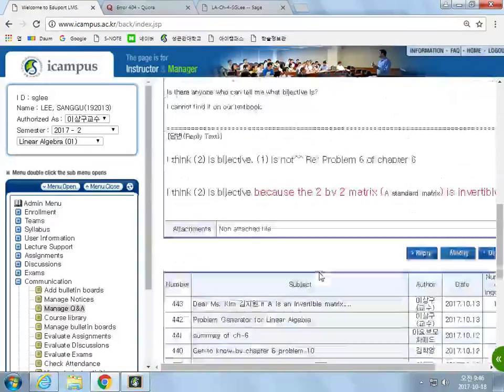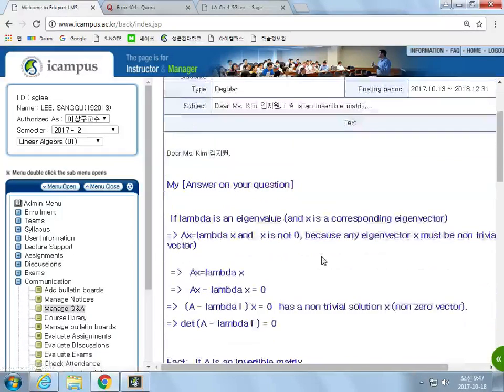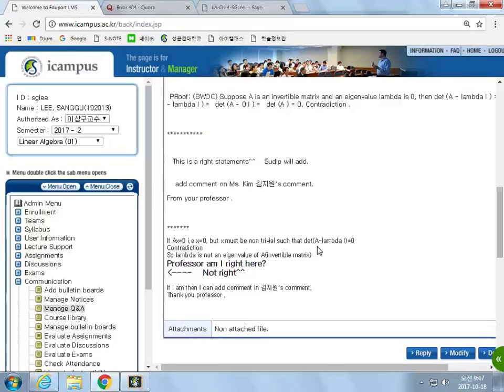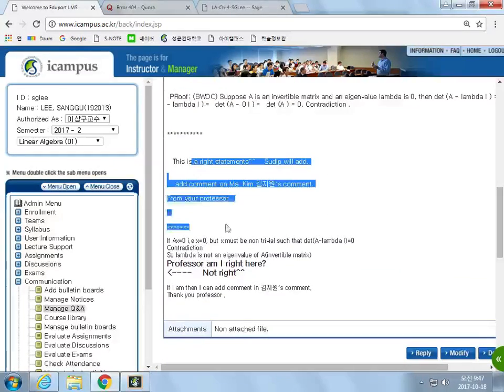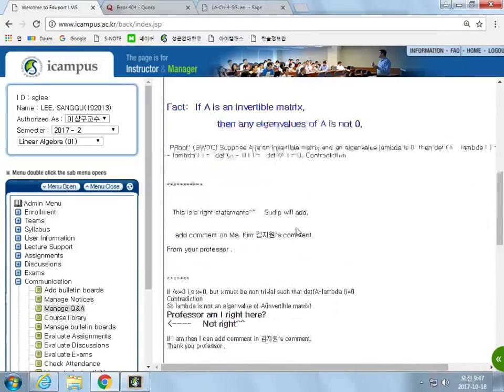Next. What else? Miss Kim Ji-won, you asked some here also. I think it was a similar question that you had. It was already answered. And some of your discussion in your note was not correct, so I fixed it here. So if A is an invertible matrix, then no eigenvalue of A can be 0, because of this argument. Next.